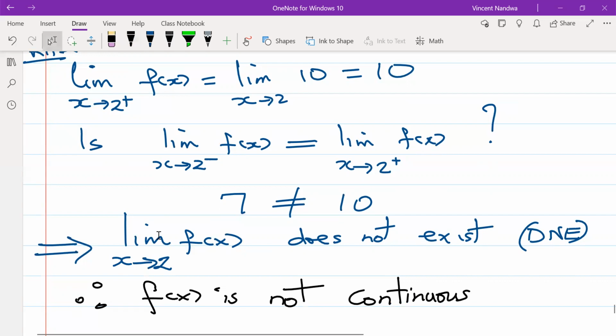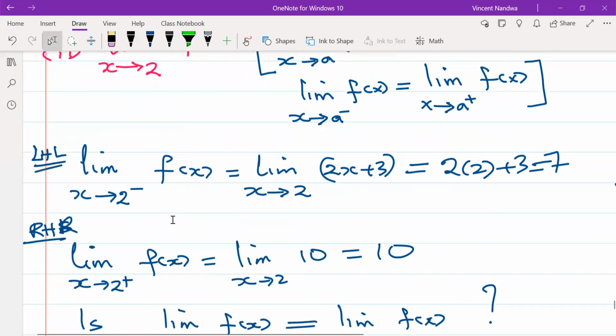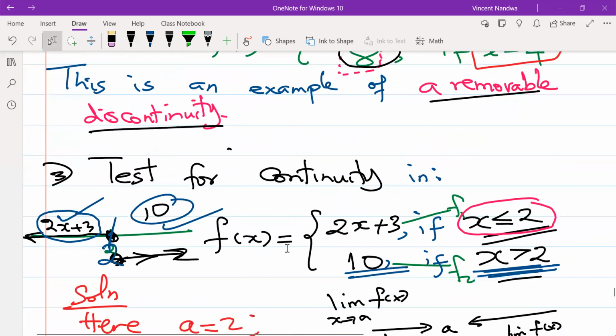Remember, don't confuse yourself. This is the whole function f of x. It's only that this function happens to be defined by different formulas on its domain, but the name remains the same. This is f of x. So the only variation is that this f of x has two different formulas on its domain, when x is less than or equal to 2 and when x is greater than 2. But the name of the function remains f of x.